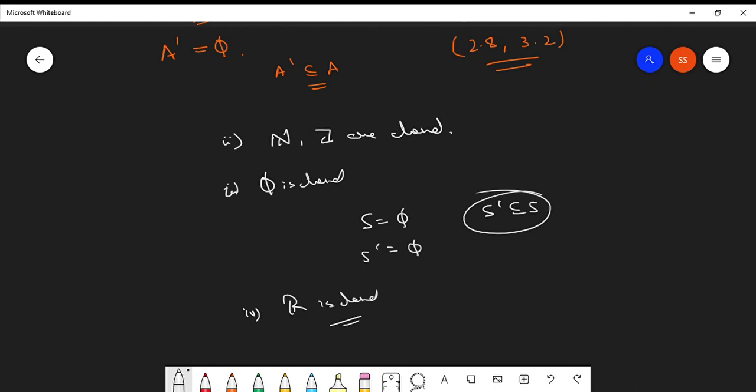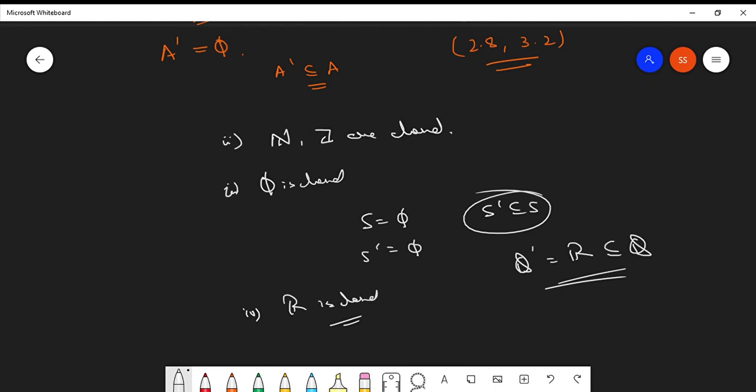Rational numbers are not closed. Because the derived set of rational numbers becomes the real numbers, which is not contained in the rational numbers anymore. Clear? Kind of a concept related with the open intervals. Getting it?